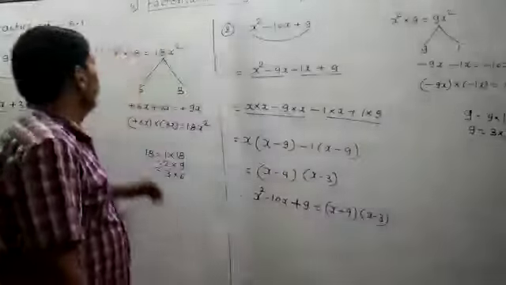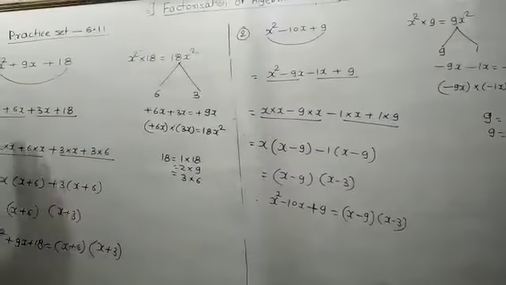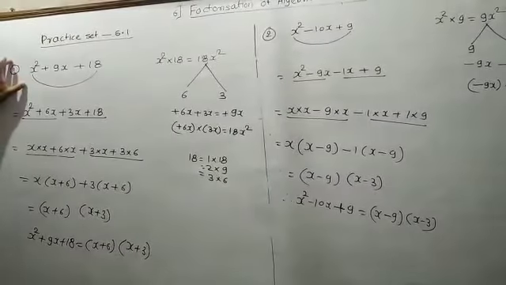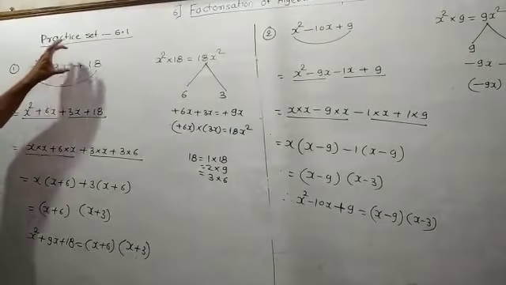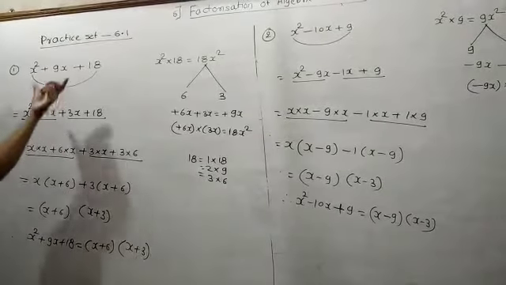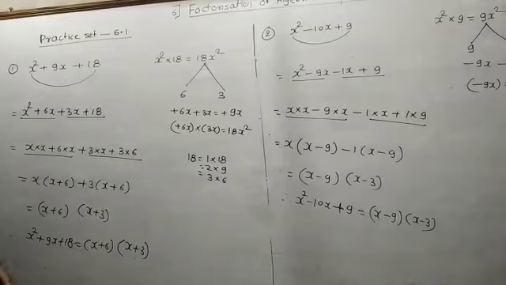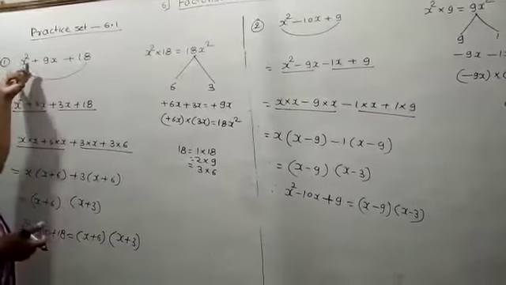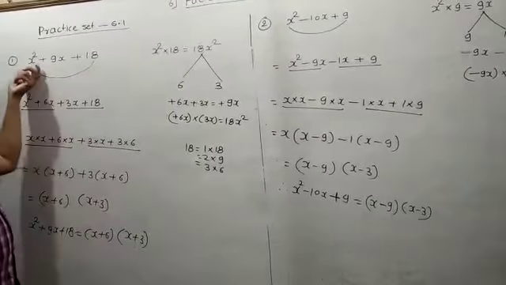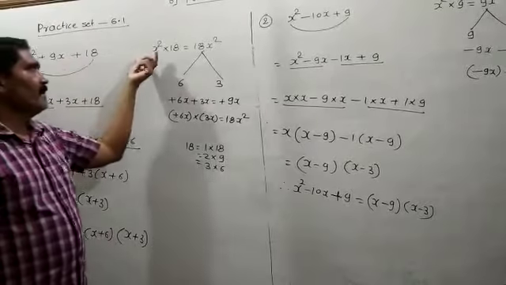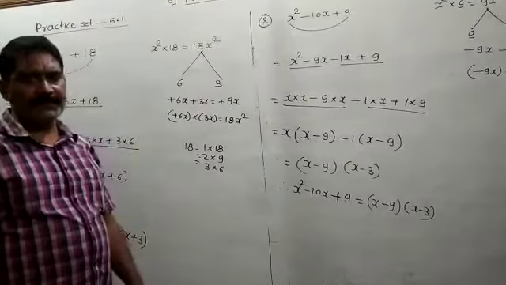Start with practice set 6.1. First example, factorize x square plus 9x plus 18. This is the quadratic trinomial. According to our rule, do the product of the first term and the last term. First term is x square, last term is 18. X square multiplied by 18 is equal to 18x square.